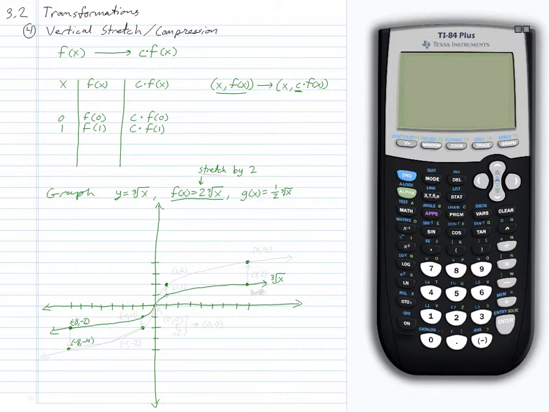Now, what about the origin? Well, if we have a point at a height of 0, and we multiply that y-coordinate by 2, we're going to end up with the same point. 0, 0 gets stretched, but it doesn't go anywhere because it's at 0. It's twice as tall, but twice as tall as 0 is still 0. So there is our stretched version of this function.